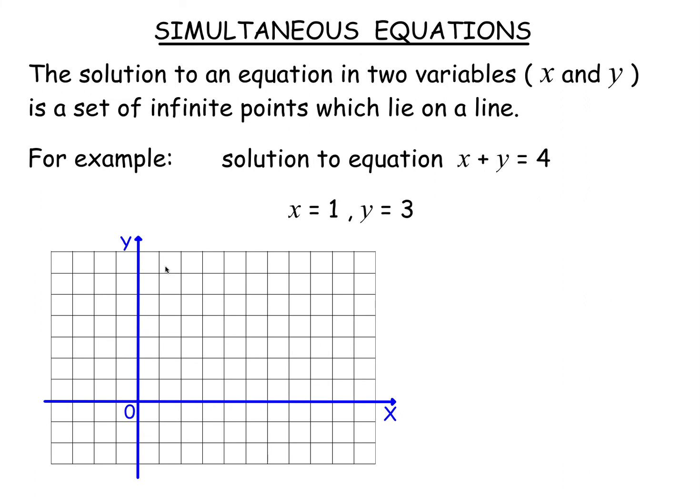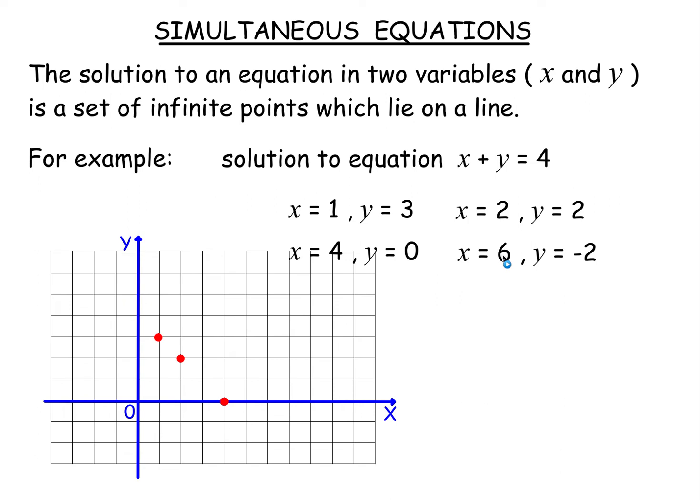Here's a set of axes on a grid. There's the point 1, 3 plotted. That's that solution plotted. Here's another possible solution. X equals 2 and y equals 2 because 2 plus 2 equals 4. And there's that point plotted, the point 2, 2. Another solution, x equals 4 and y equals 0. Because 4 plus 0 equals 4, it satisfies the equation. Here's the point 4, 0 on the graph.